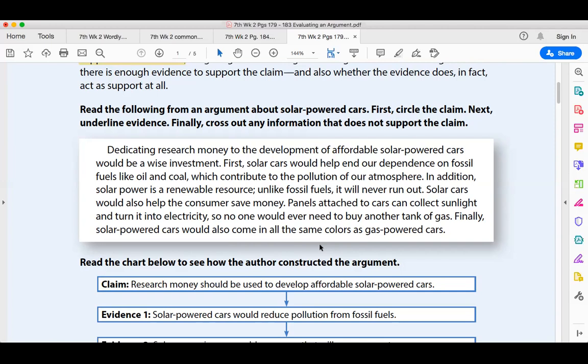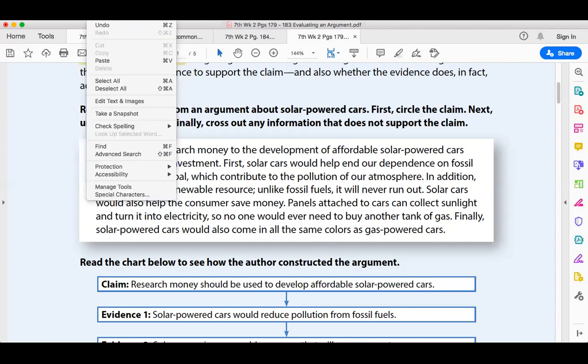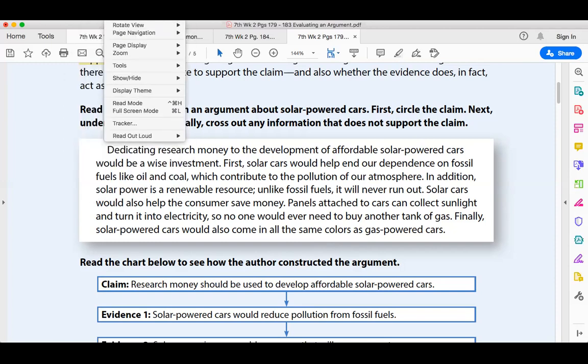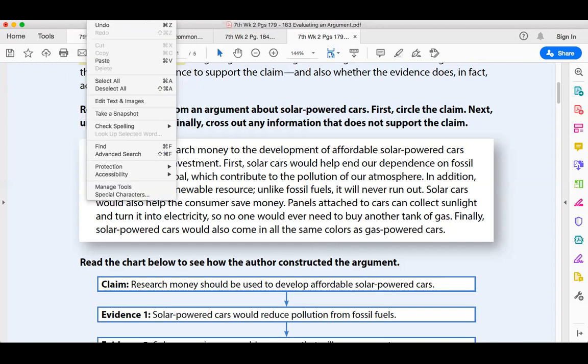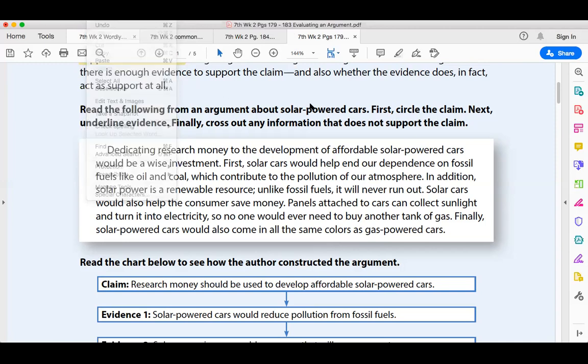So the first thing that we want to do is circle the claim. And the problem is with mine, I don't have a place where I can circle. We'll see if I have a draw section, but I don't think I do. No, I don't have a draw section. So the only thing I'm going to do is highlight my claim.